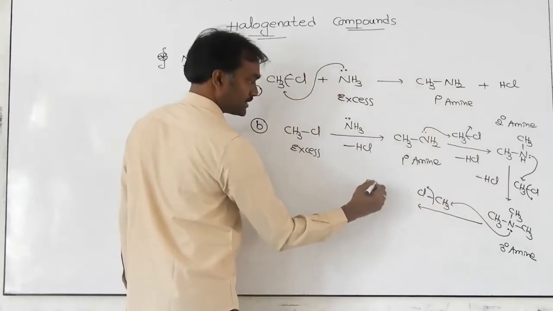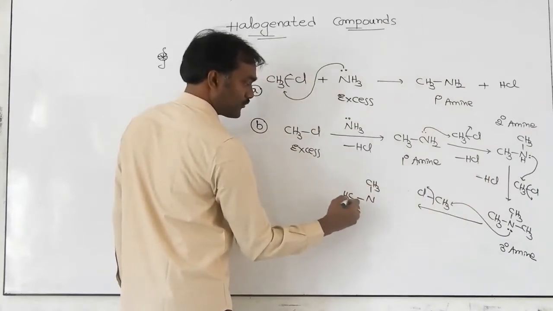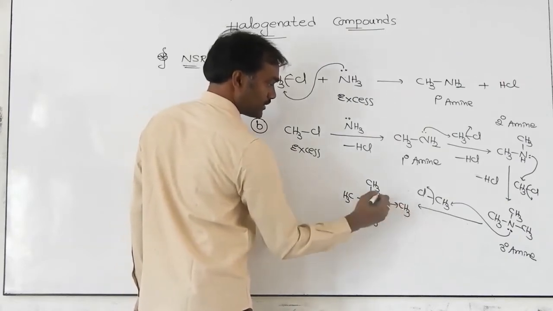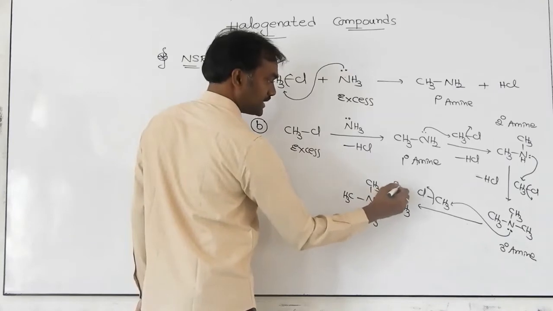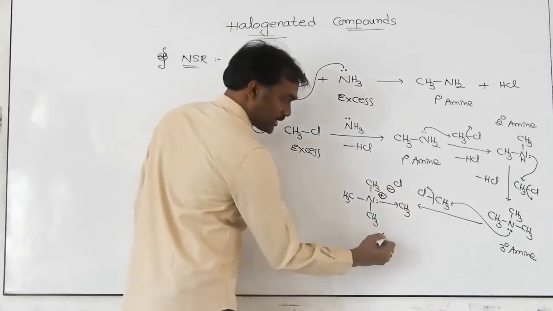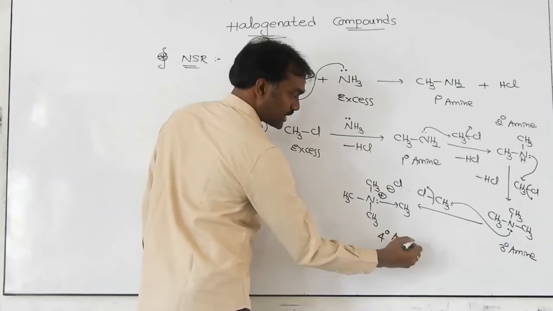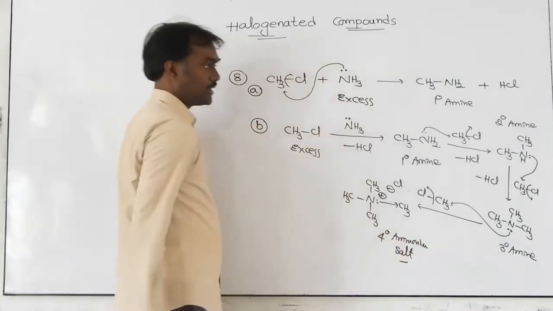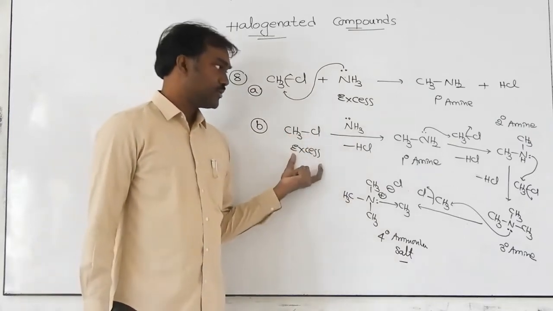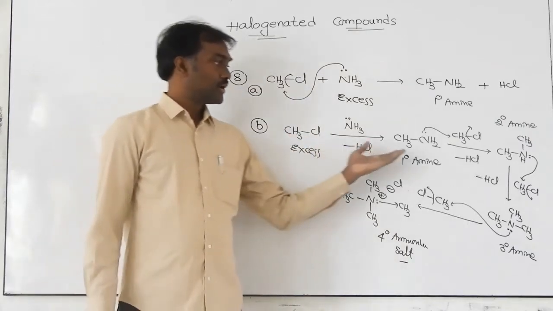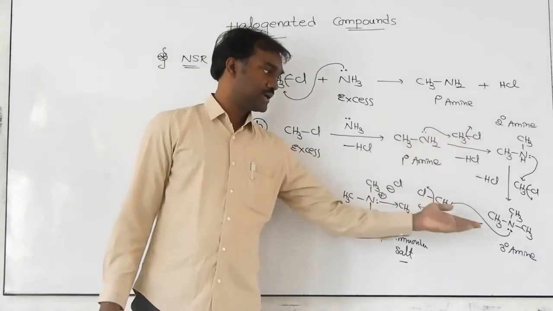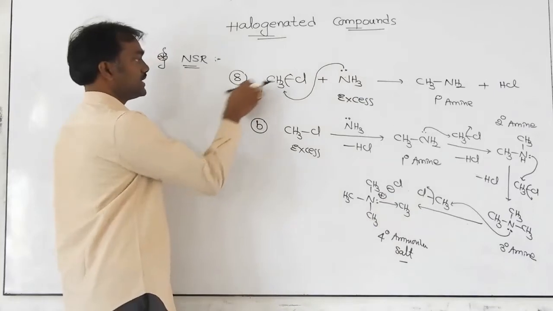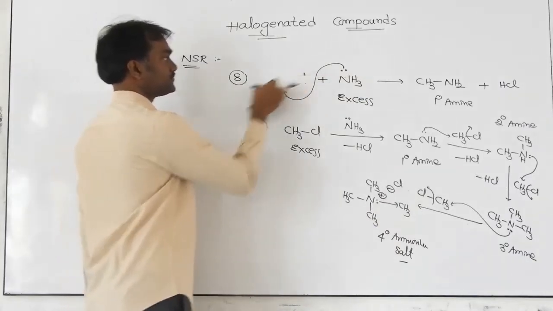Nitrogen is surrounded with 4 carbons. The lone pair is donated, plus Cl minus. So you are getting a quaternary ammonium salt. So if you take alkyl halide in excess, you are getting primary amine, secondary amine, tertiary amine, and quaternary ammonium salt also. So in this, the separation of amines.